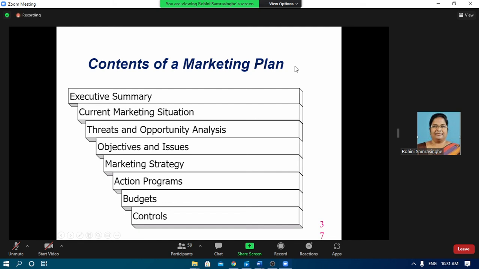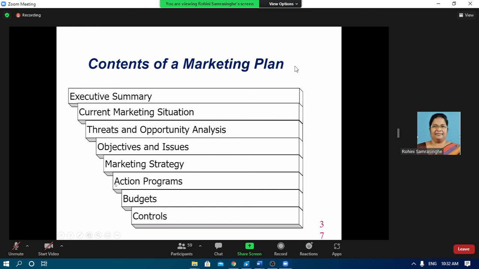Based on opportunity analysis, they can develop objectives and find the issues relating to the marketing environment, and finally, to reach objectives, they can develop marketing strategies. For all these strategies, they want to develop an implementation plan under the action program. What would be the actions, who is responsible, and when are they going to do these actions? Everything they want to clearly mention under the action or implementation plan.